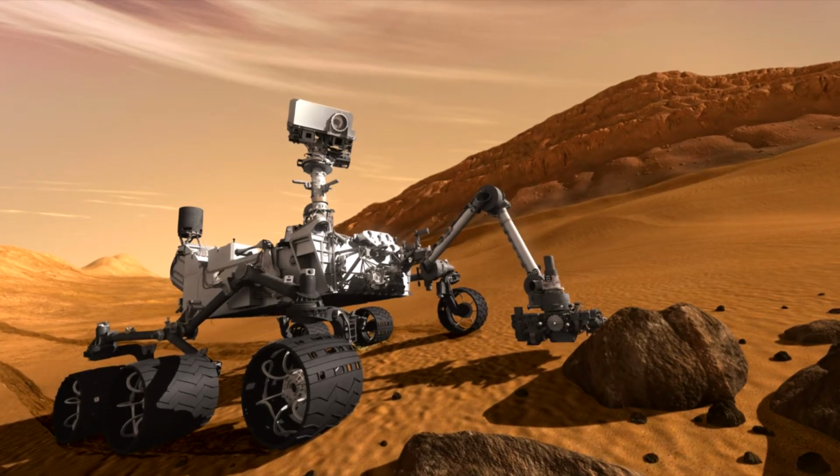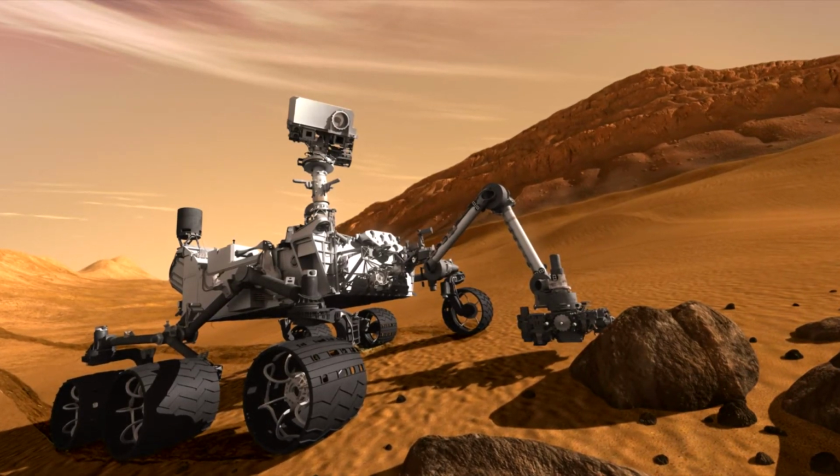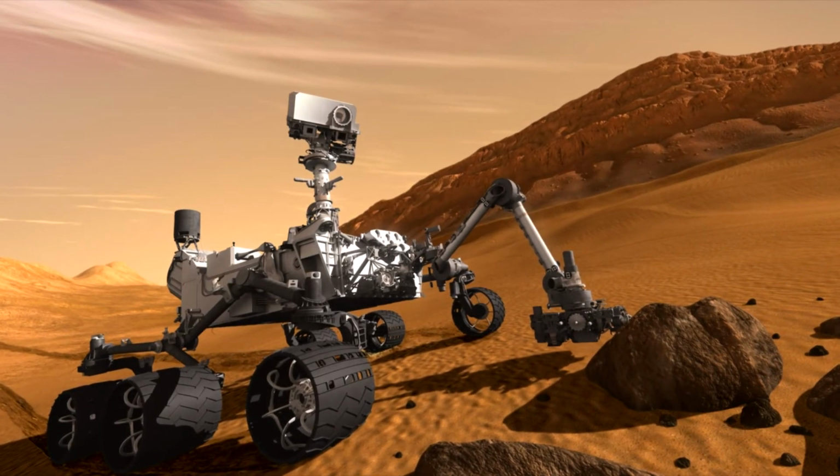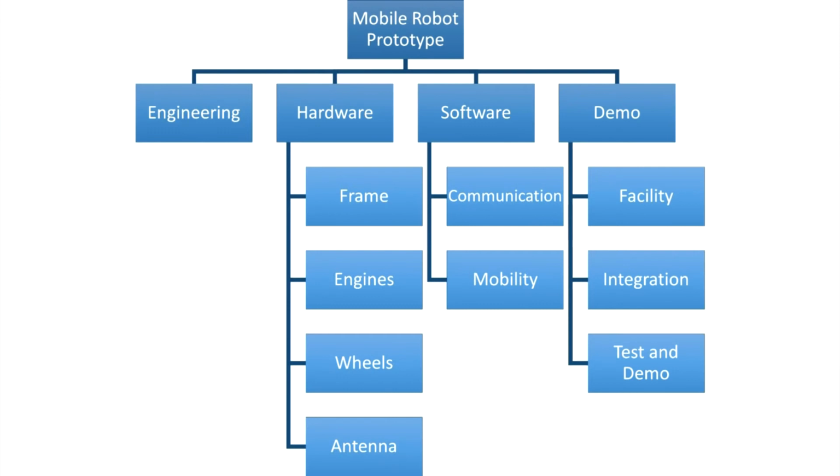Imagine our project is to create a prototype of a Mars robot. We have discussed the scope with our stakeholders. We created a work breakdown structure like this. We made estimates. We determined the dependencies between tasks. We basically followed a traditional planning process to plan our project.